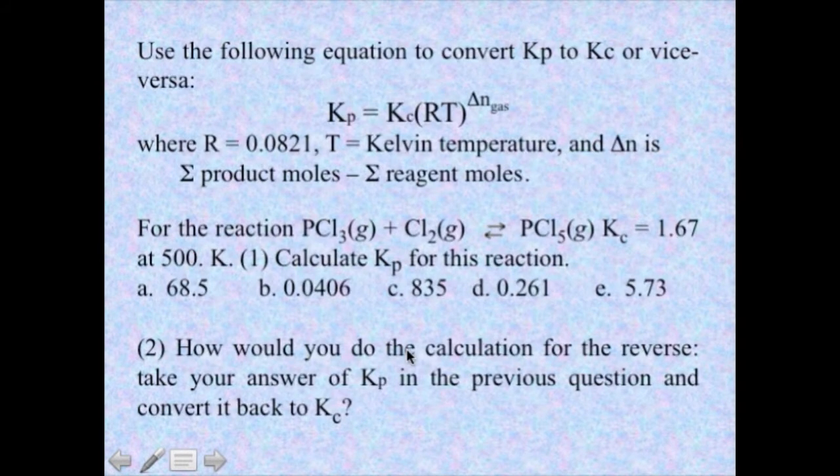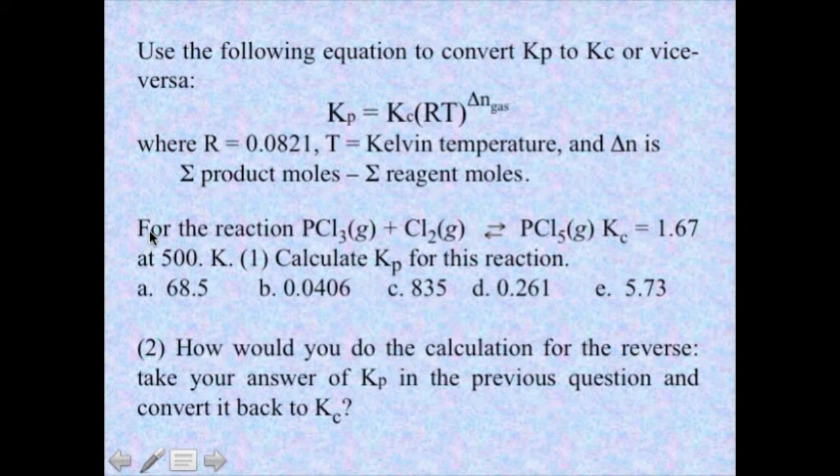Sometimes equilibrium constants are calculated on the basis of equilibrium pressures, especially when gases are involved, rather than molarity concentrations. So there is an equation to convert from the equilibrium constant calculated on the basis of pressure, which is called Kp, and Kc calculated on the basis of molarity. Here's the equation where R equals 0.0821, T is the Kelvin temperature, absolute temperature, and delta N is the sum of the product moles minus the sum of the reagent moles.